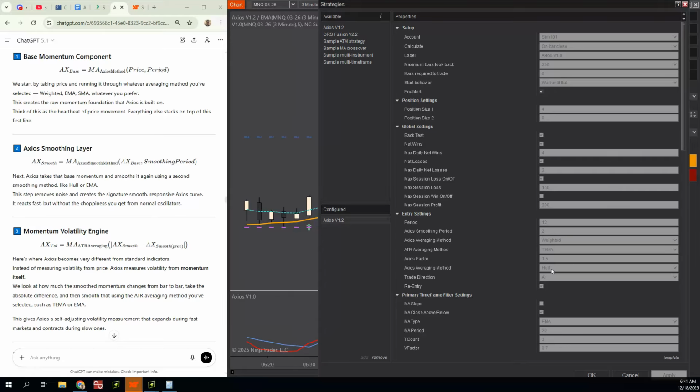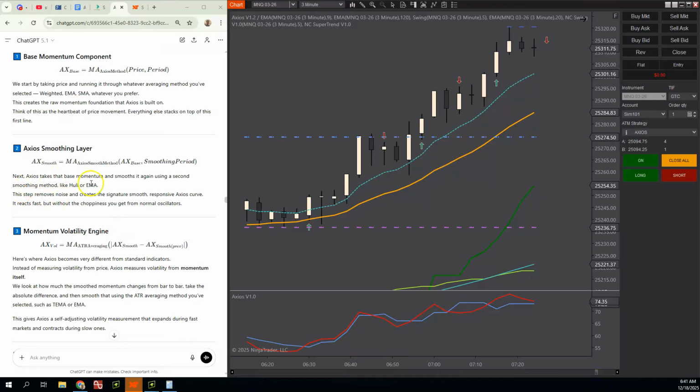It's barely even a lagging indicator as far as I'm concerned, but the TEMA is the second one. So this takes the base momentum and smooths it again using that second method. In this case, our arrows are by Hull. This step removes the noise and creates that signature smooth, responsive Axios curve, which you can't really see. It's kind of in the background. And it reacts fast, but without the choppiness that you get from normal oscillators.